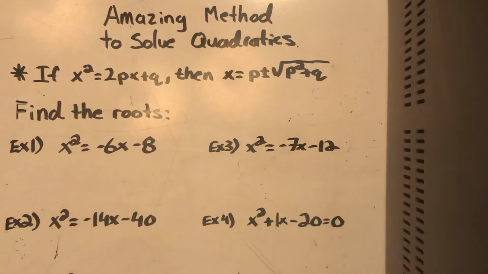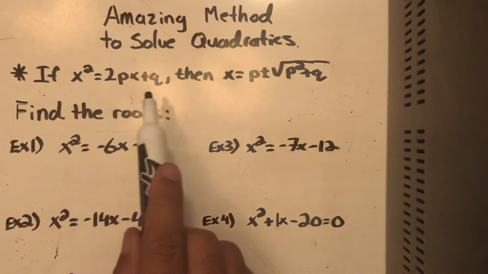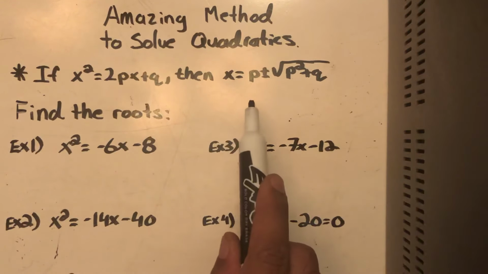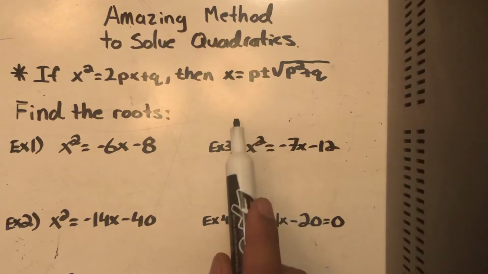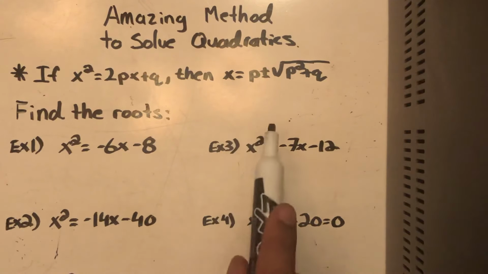Hello everybody. This video is going to be on solving quadratic equations using a neat, slightly modified version of the traditional quadratic formula. So here it is. If x squared equals 2pq plus 2px plus q, then x equals p plus or minus the square root of p squared plus q. Now that seems complicated, but it's really not.